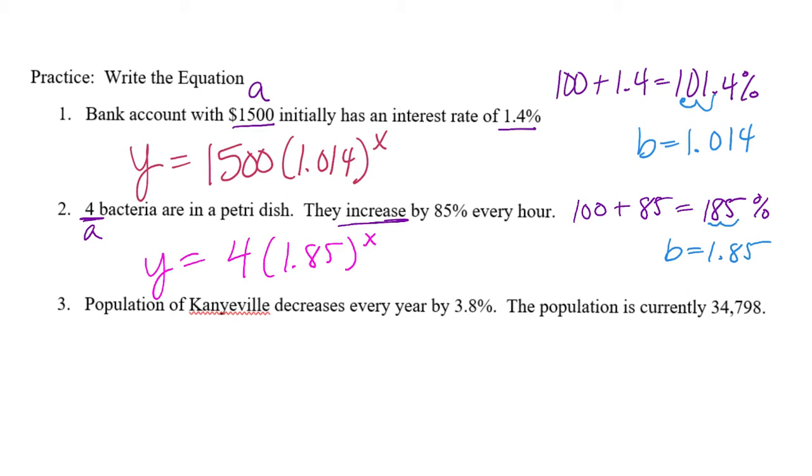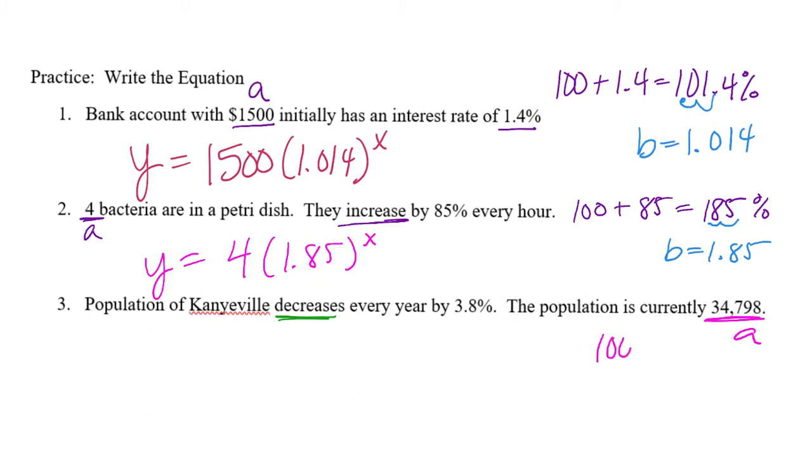All right, I want you to pause the video and try number 3, see how you do on it, and then hit play and test it out or check your work. All right, hopefully you paused it. So the population of Kanyeville decreases every year by 3.8%. So decreases means we're going to do subtraction. The population is currently 34,798, which is your A value.